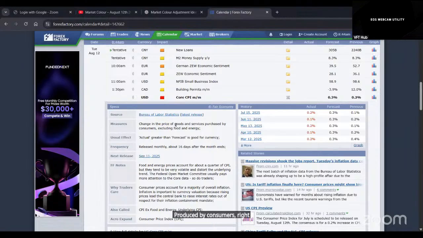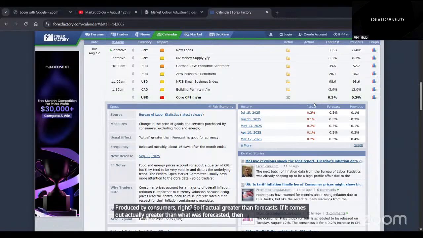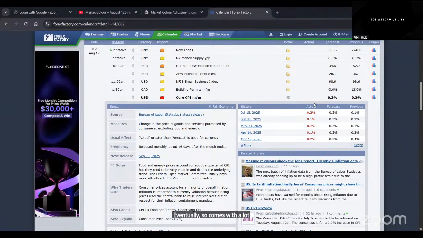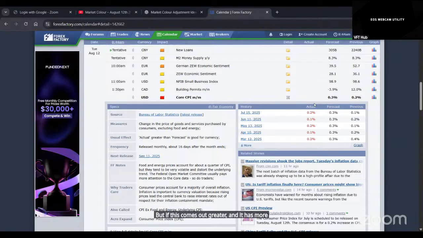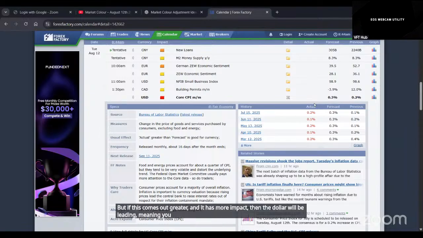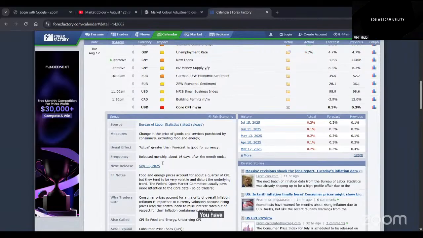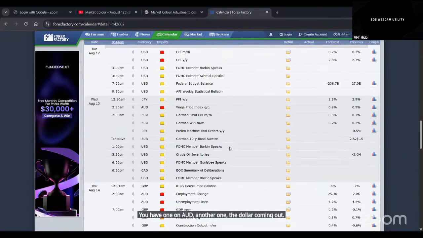So if actual comes out greater than what was forecasted, then we may see strength going into the dollar. If we're seeing strength going into the dollar, it is very likely that AUD eventually succumbs for the dollar to lead because DXY is greater than, right? Except we are now in some situations where you see the two of them ranging because they are both strong. But if this comes out better and it has more impact, then the dollar will be leading, meaning you will see more buyers going to the USD and maybe AUD USD starts to sell, right? We're going to be watching out for that. So you have one on AUD, another on the dollar coming out. Please keep an eye out for that.